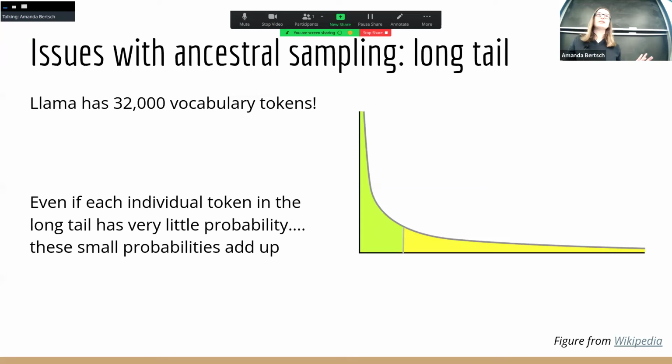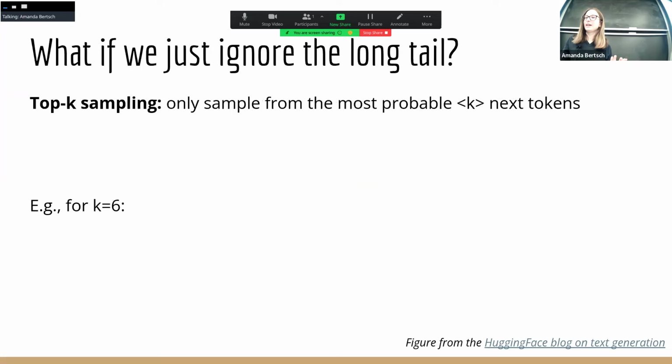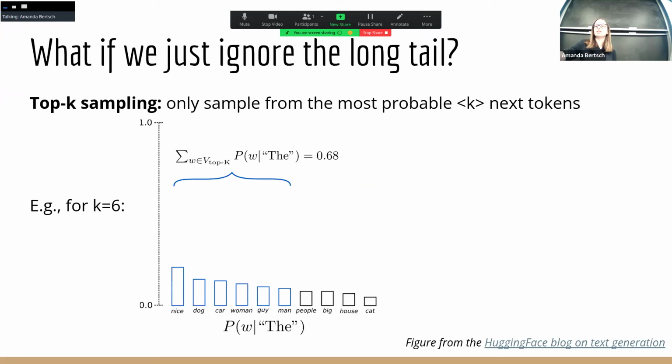So is there anything we can do about this? The obvious first solution is, can we just cut off that tail? If we know these tokens are not super likely, can we just ignore them? There are a couple of different ways to do that. The first of these is called top-k sampling, where we say, okay, maybe we think there are 10 reasonable outputs, so we'll just sample from the 10 most probable tokens. Here, if we pick top-6 sampling, we'll sample from just the 6 most probable tokens. In this example, we originally had 10 tokens, and we're going to sample from just the blue ones, just the 6 most likely tokens.